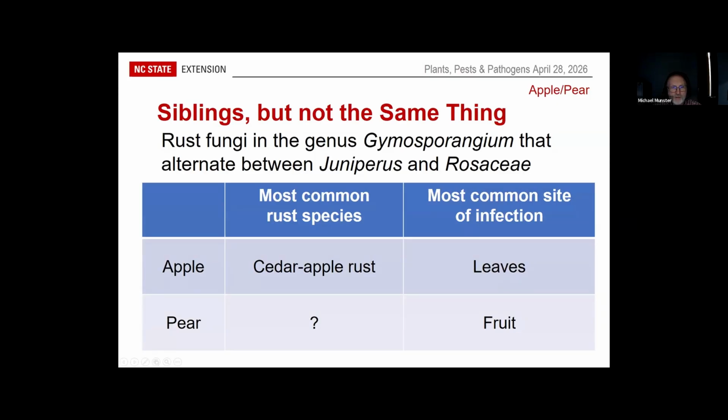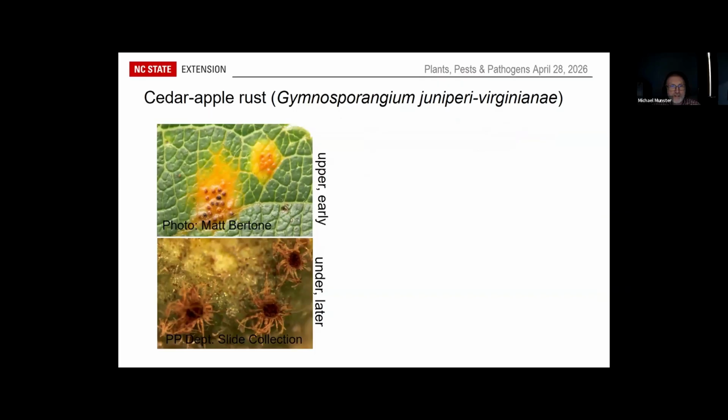It's a little bit confusing because I am not sure, I've got that question mark there, what the most common species is that we see when we get it on pear. But it does seem to come in on the fruit as the main location of infection. Whereas apple, we mostly see it on leaves, and it's the cedar apple rust, the Gymnosporangium juniperi-virginianae, that is going to be the most common on apple. And the symptoms look like this very early in the development.